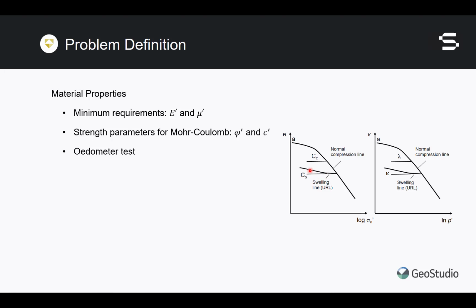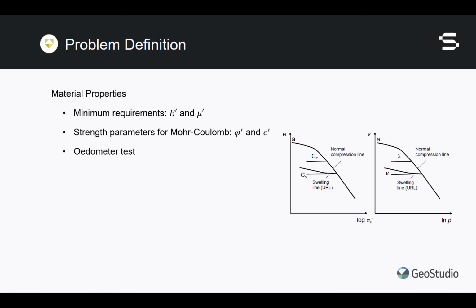In log space, these parameters are called C sub C for the normal compression line and C sub S for the swelling or unload-reload line. In natural log space, these two parameters are often called lambda and kappa.